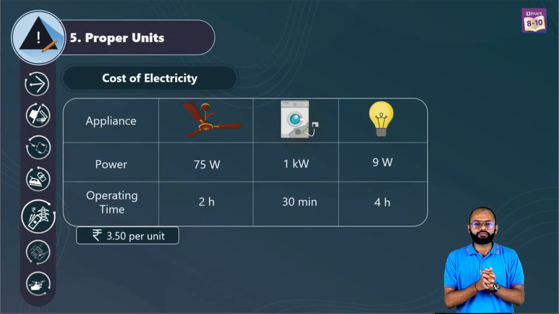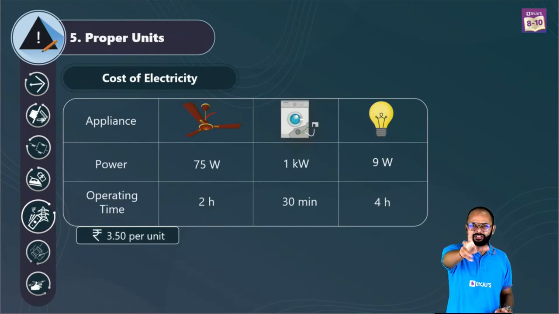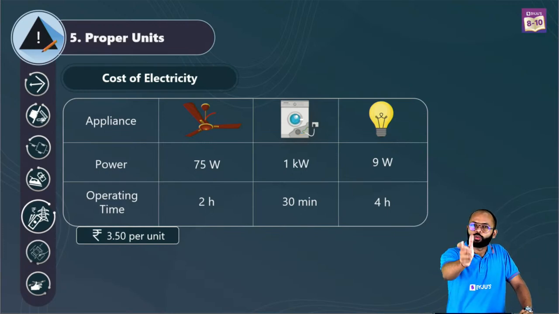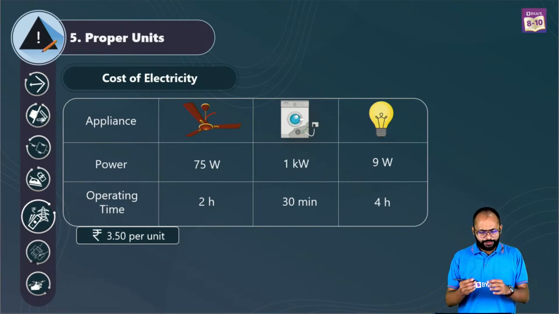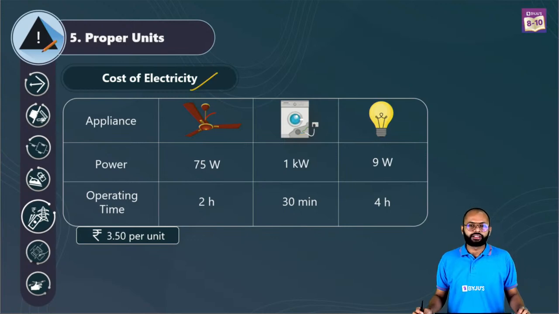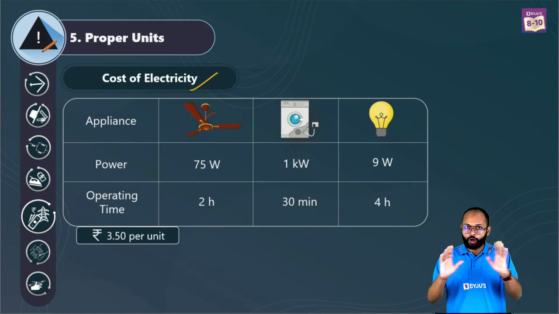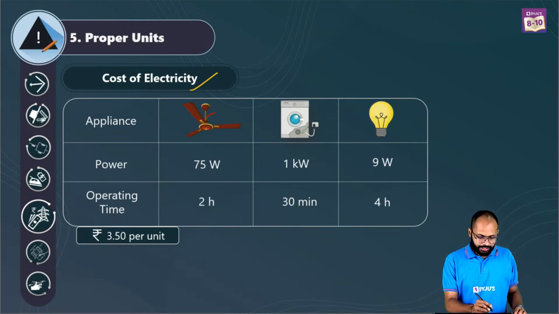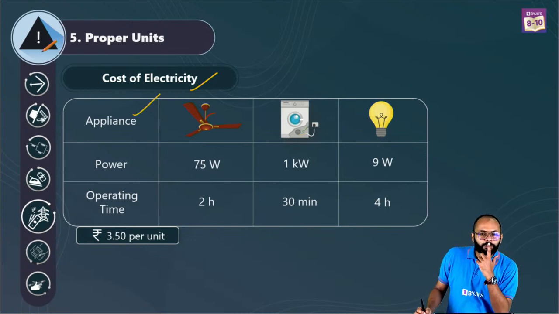Someone told me that conversion is a problem, right? One thing is conversions. I'll give you examples for each and every problem. Cost of electricity is one of the very common questions we get in our exams, right? So, what is happening here?